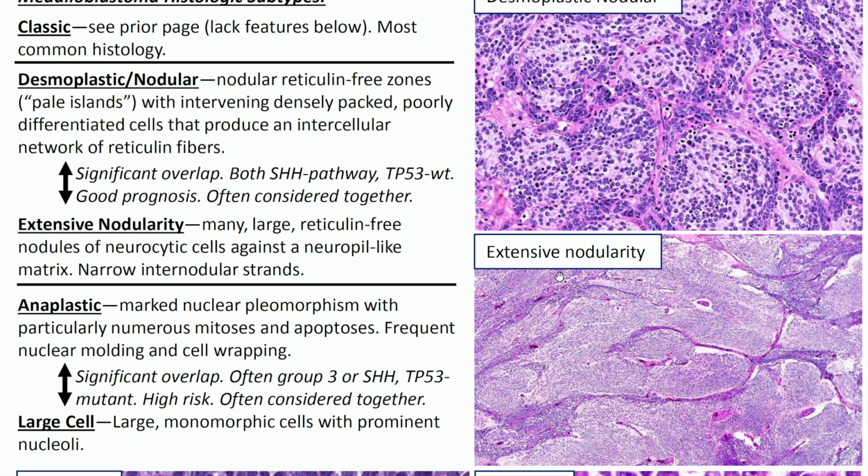So the extensive nodularity, as shown down here, is when you have many large reticulin-free nodules of neurocytic cells against a neuropil-like matrix with narrow internodular strands.